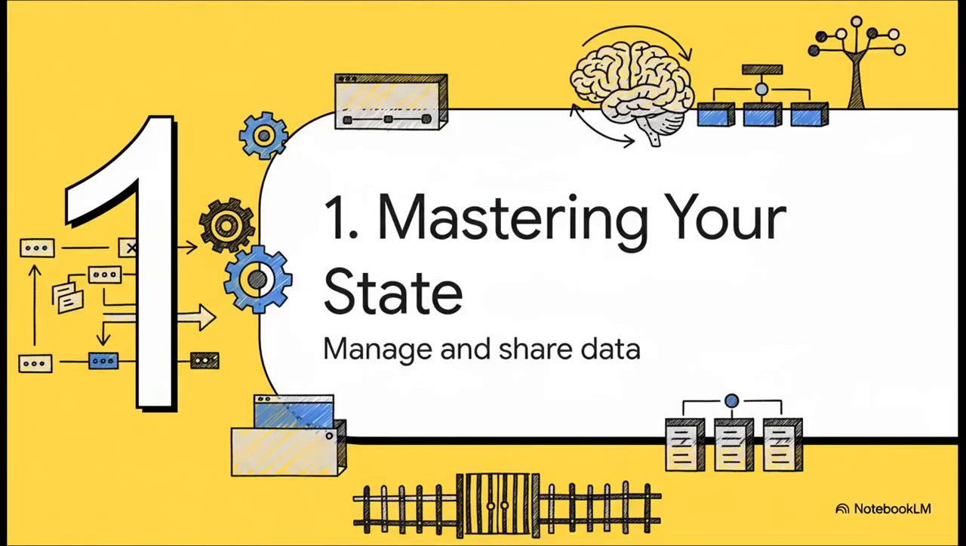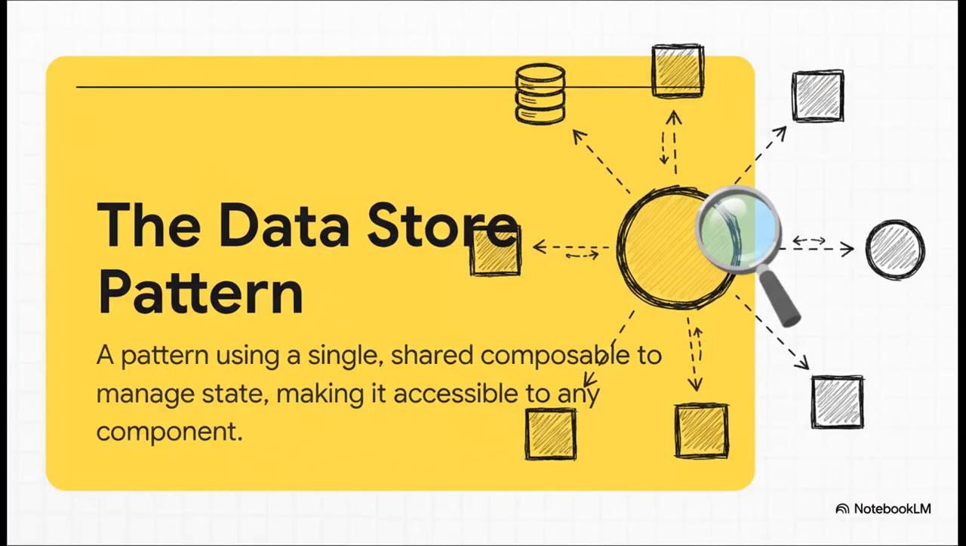Okay, first things first, let's talk about state. This is all about how we manage and share data across our app without causing total chaos. And the secret weapon here is the data store pattern. Just think of it like creating a tiny, dedicated hub for a specific piece of state, like user info. Any component, anywhere, that needs that data can just plug right into this one single source of truth.